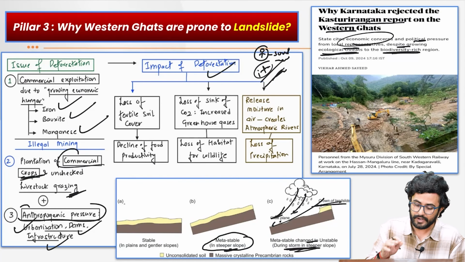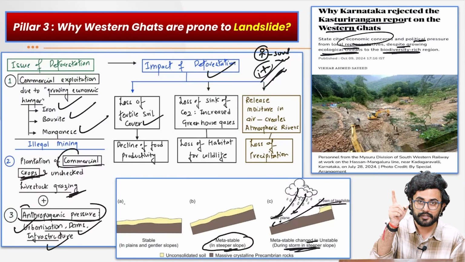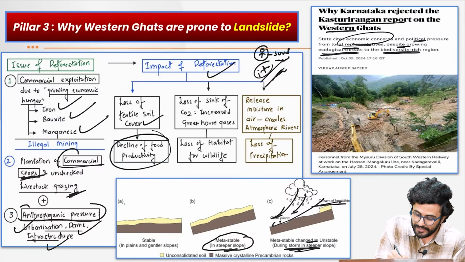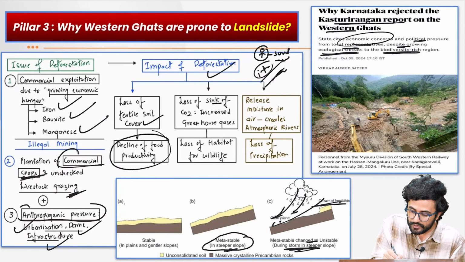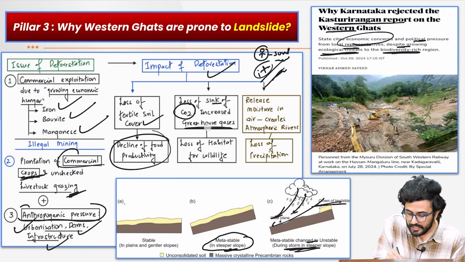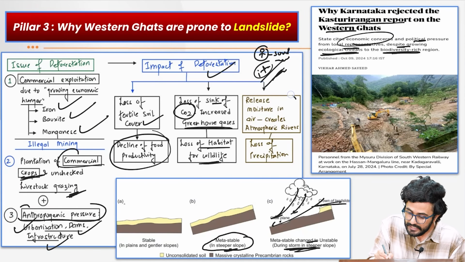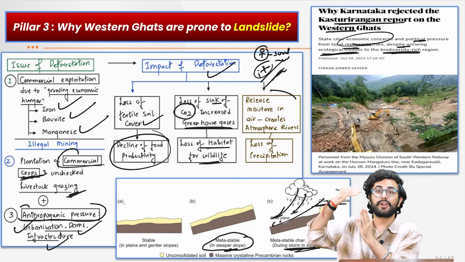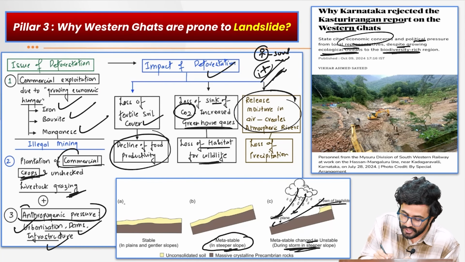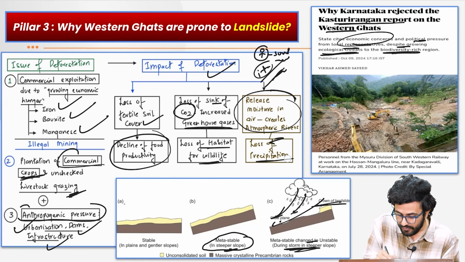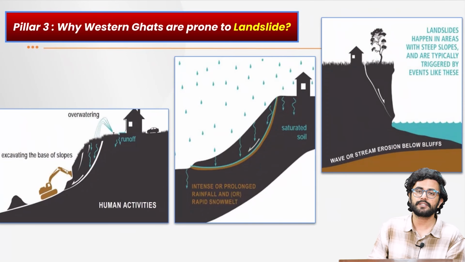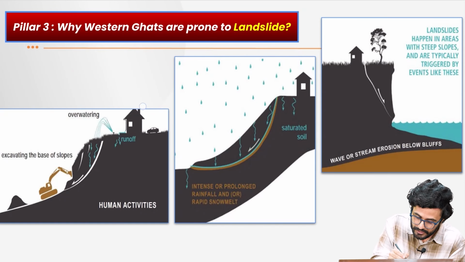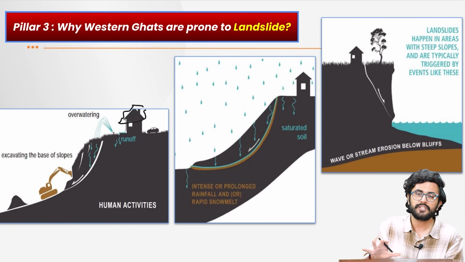Look at the impact of rampant deforestation which is taking place in Western Ghat. The loss of fertile soil cover or topsoil will also lead to a decline in food productivity. The loss of sink of carbon dioxide will further increase the greenhouse gases, with further loss of habitat for wildlife. Plants or trees, because of the process of evapotranspiration, used to release moisture in the air, which creates atmospheric rivers. Further loss of precipitation will take place. So these are the various stages of landslide which take place.